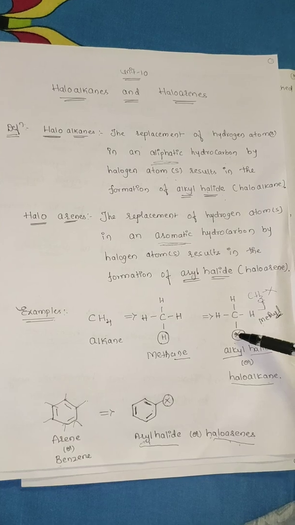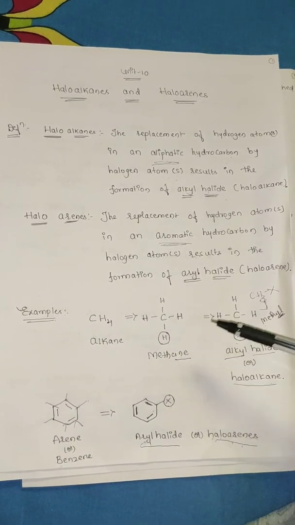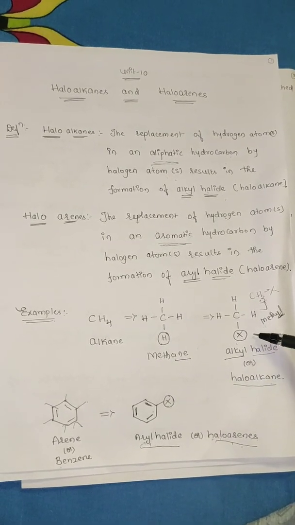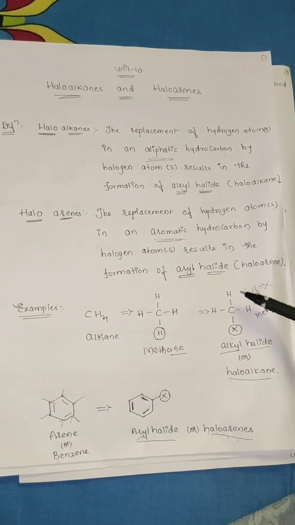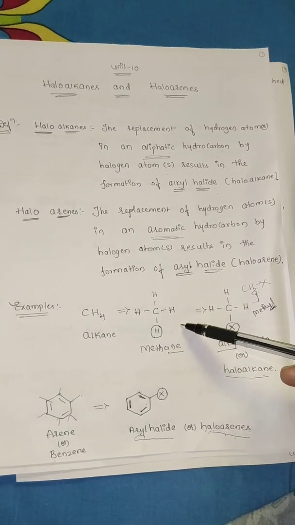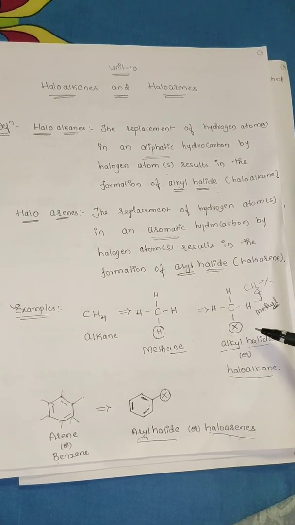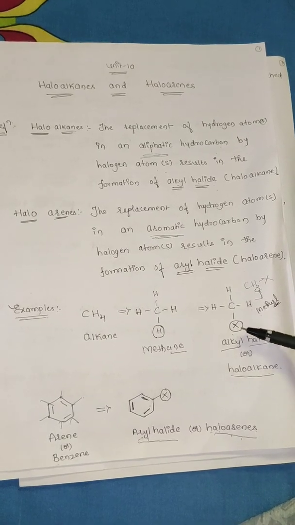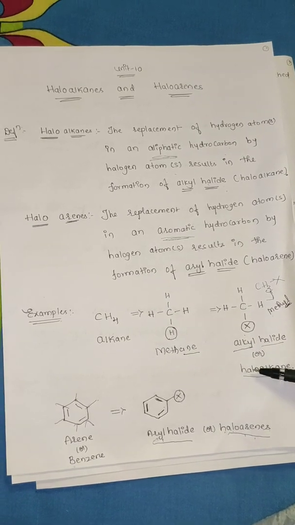The molecular formula of methane gets converted into CH3, that is, methane gets converted into methyl, because for an alkane this is called an alkyl. We call it an alkyl whenever the product has one hydrogen atom less than the parent. So it is called an alkyl group, here methyl. Since a halogen is substituted, it is called a methyl halide, or alkyl halide, or haloalkane.